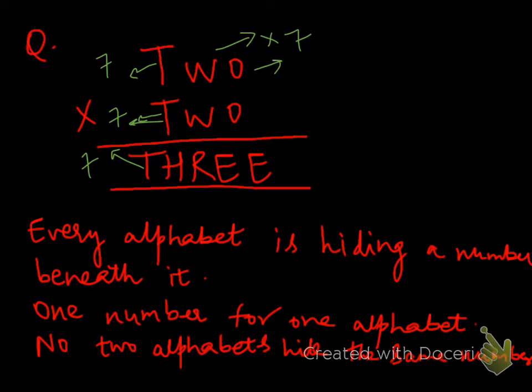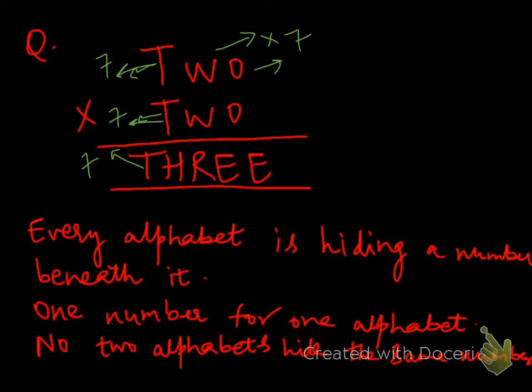Similarly, O cannot be 7. What I want to say here is that if you somehow manage to find T is 7, then T could only have 7, and 7 could be only coded as T and nowhere else. So these are the conditions for you to solve this puzzle.